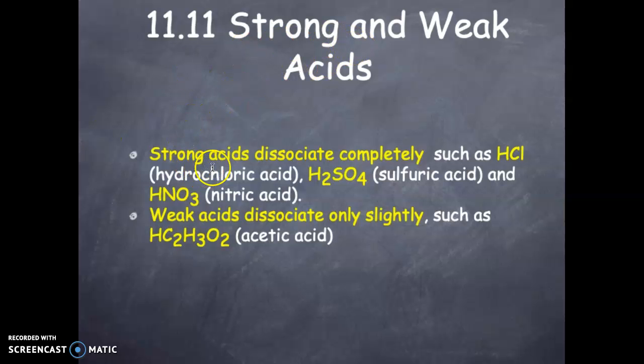Strong and weak acids. Strong acids dissociate completely. That means they separate into all of the ions. Some examples of strong acids are hydrochloric acid, HCl, sulfuric acid, H2SO4, and nitric acid, HNO3. Weak acids dissociate only slightly when dissolved in water, such as HC2H3O2, which is acetic acid.